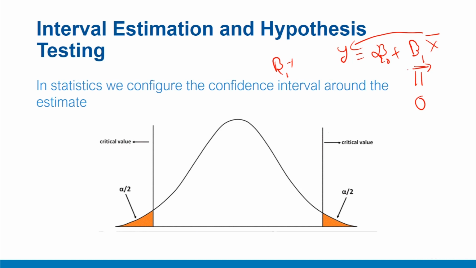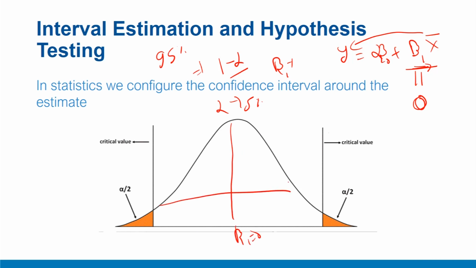So you start with the hypothesis that beta 1 is 0, or your true population parameter is 0, which means x does not affect y. Now you want to set up a 95% confidence interval, which is 1 minus alpha, so your alpha or significance level is 5%. You set up a 95% confidence interval around your population estimate beta 1, which is 0, and you are willing to take a 5% chance, 2.5% on the left and 2.5% on the right, that you may be wrong as well.